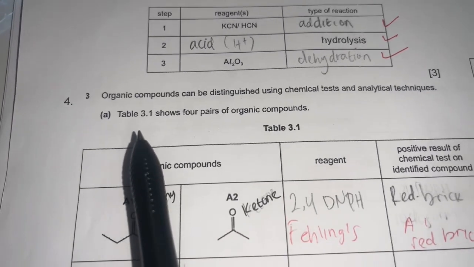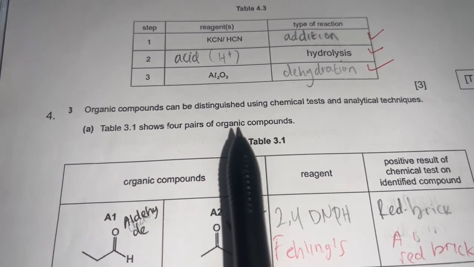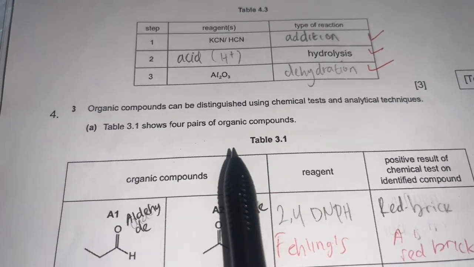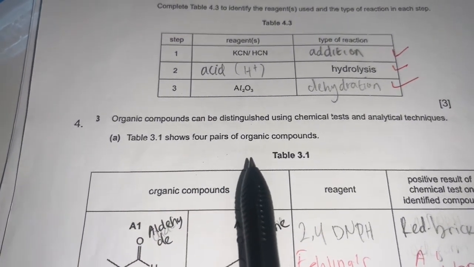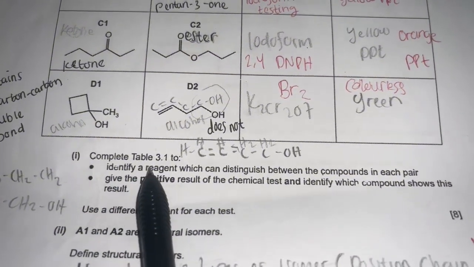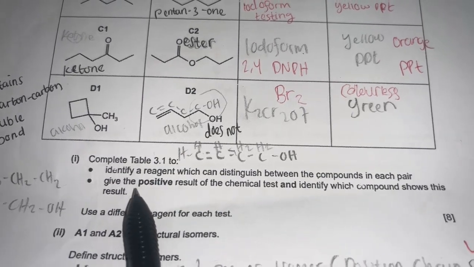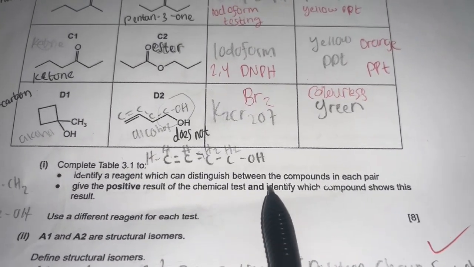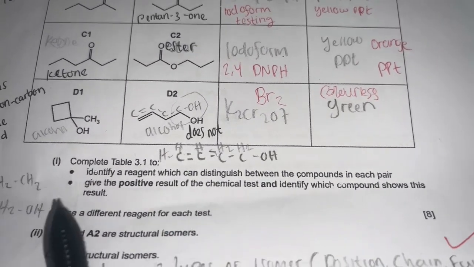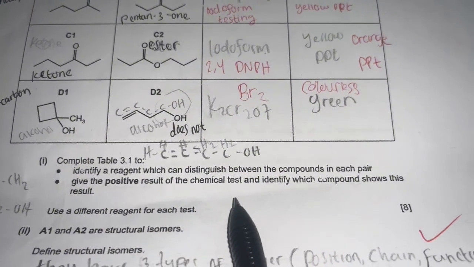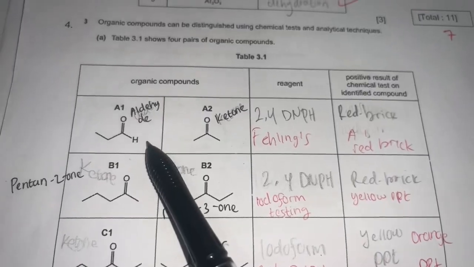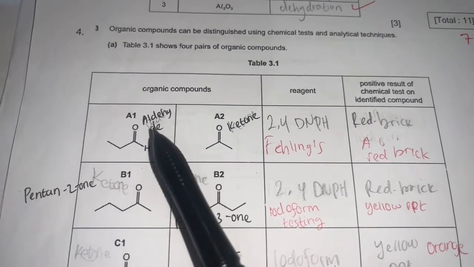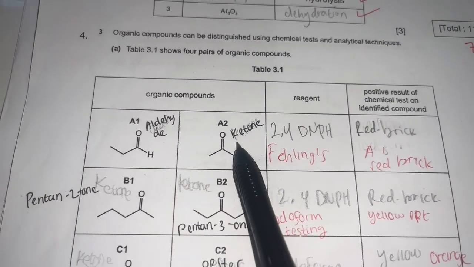Next, question number 4. Organic compounds can be distinguished using chemical tests and analytical techniques. Table 3.1 shows 4 pairs of organic compounds. Complete table 3.1 to identify the reagent which can distinguish between the compounds in each pair. Give the positive results of the chemical test and identify which compound shows this result. Number 1. A1 is aldehyde and A2 is ketone.